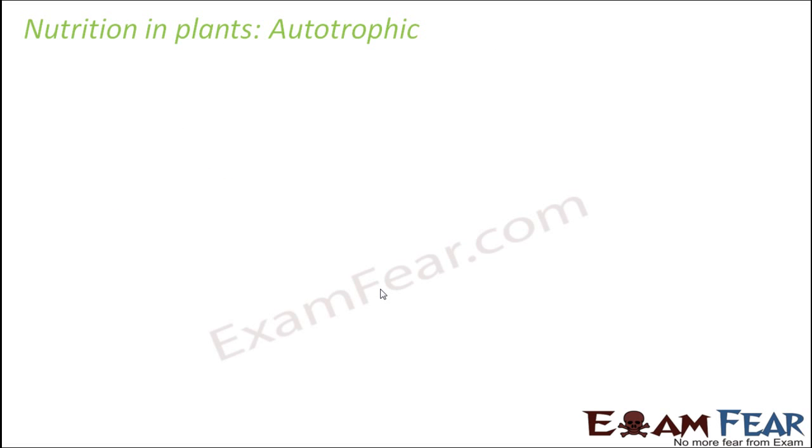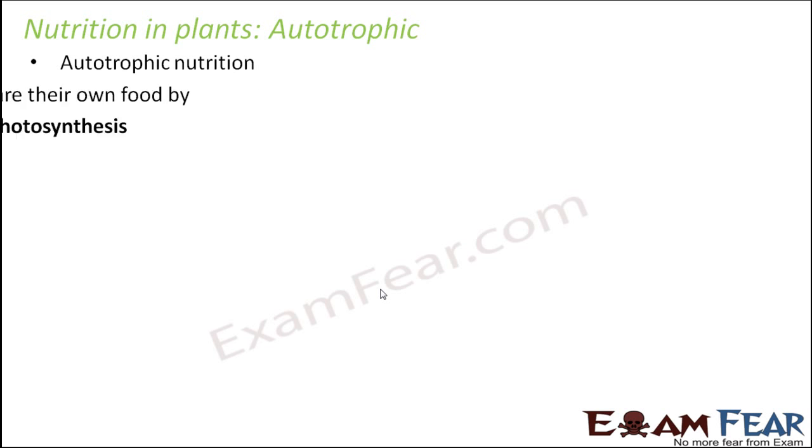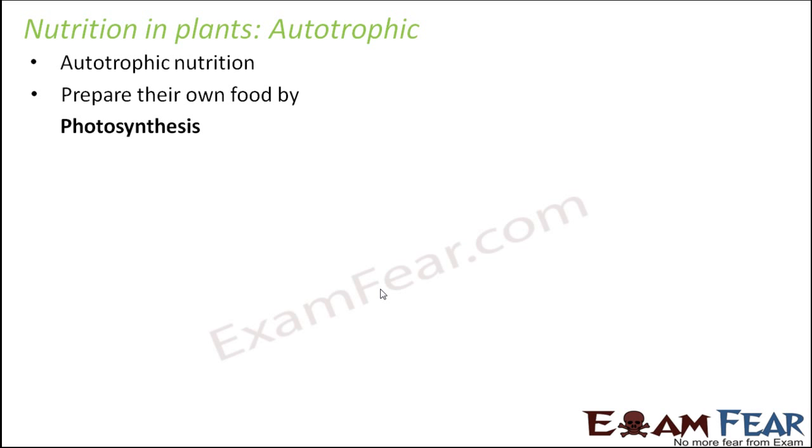So now we are going to talk about the autotrophic nutrition in plants. So how do plants prepare their own food? Most of the plants have autotrophic nutrition. They prepare their own food by photosynthesis. Most of the plants which are autotrophic are photosynthetic.